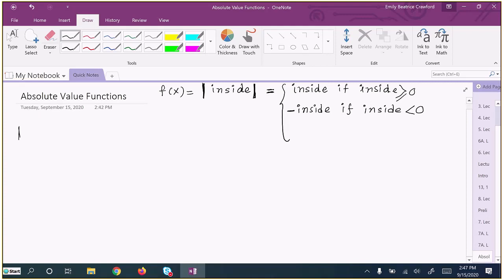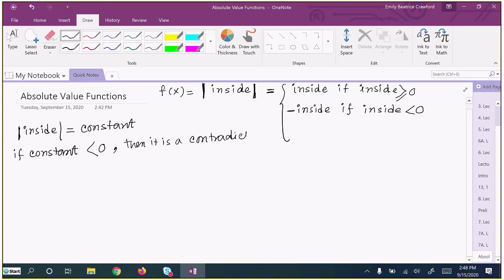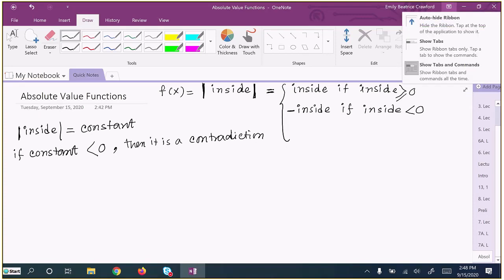So if you have absolute value of inside equal to a constant, then in order to understand, we are going to determine first whether this constant is negative or greater than or equal to 0. So we say if this right hand side, this constant, is less than 0, then it is a contradiction. And why is that? Remember, absolute values are always greater than or equal to 0. They are non-negative values.